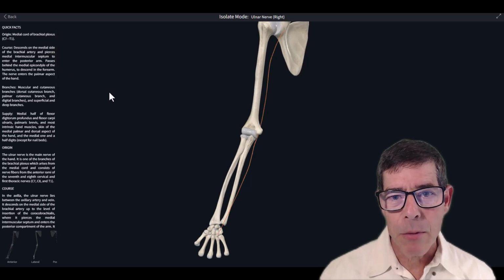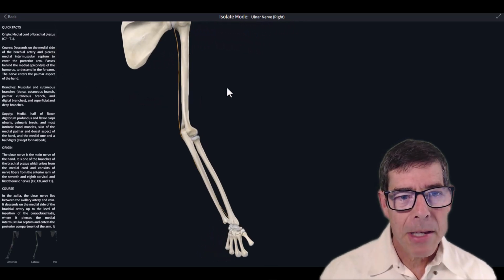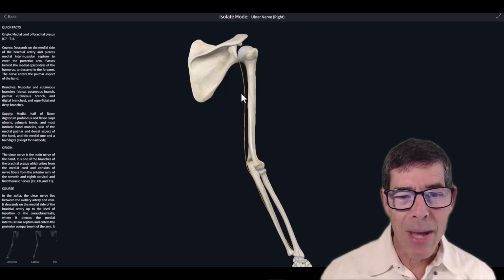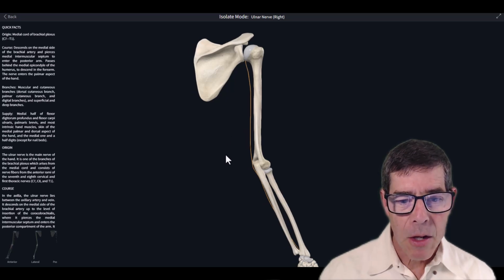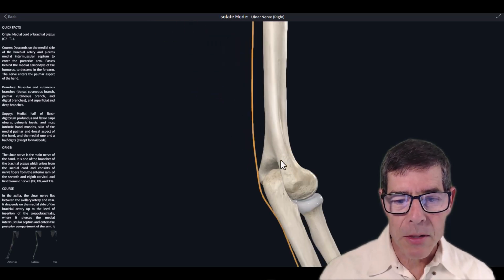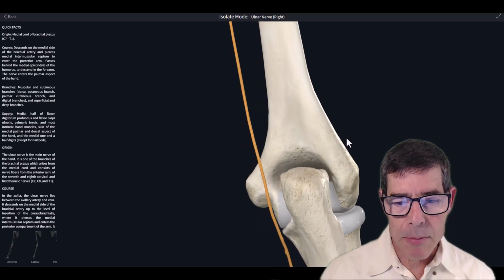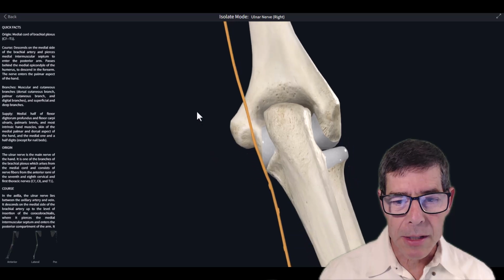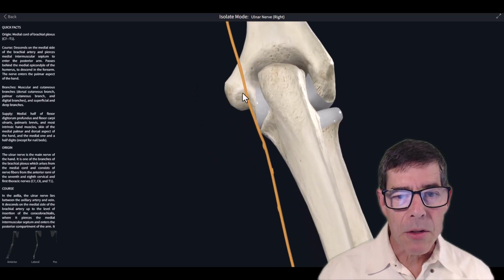We can see the pathway of the ulnar nerve coming in from the brachial plexus and then dividing into the different portions of the brachial plexus. It'll course down the back side of the humerus, and then right here is the region that we're primarily concerned with as it goes around the posterior aspect of the elbow. This is the region right here where the cubital tunnel is. So this is where that ulnar nerve gets entrapped.